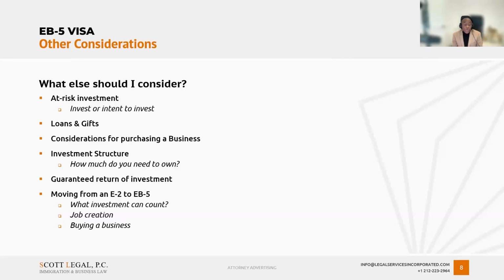In terms of how much you own, this is very different from E2. When you have an E2 visa, if you're the investor, you have to own at least 50% of the company. Here, it doesn't matter. You can own a fraction of a percentage. It does have to be some type of equity ownership, but a fraction of a percentage actually satisfies the requirement.